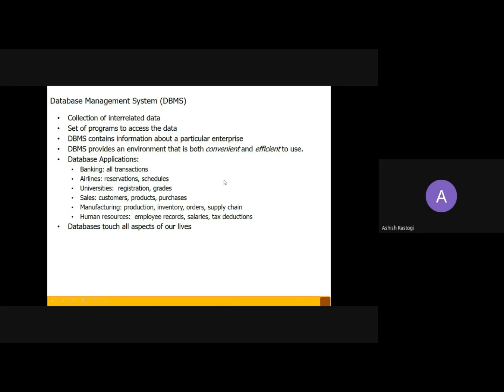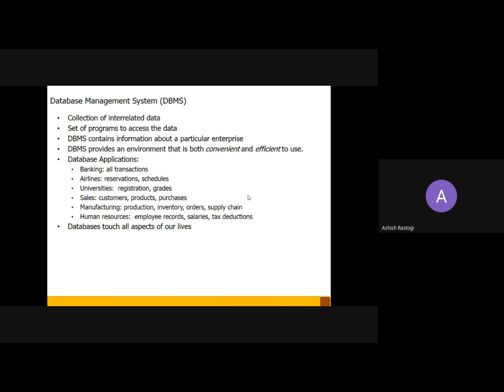Next thing, DBMS provides an environment that is both convenient and efficient to use. So, what is the benefit of using the database management system? It provides an environment where you can see your data easily, and it is very convenient to access the data, store the data, or manipulate it, and very efficient to provide your data in the structure you want. So it is very convenient and very efficient.